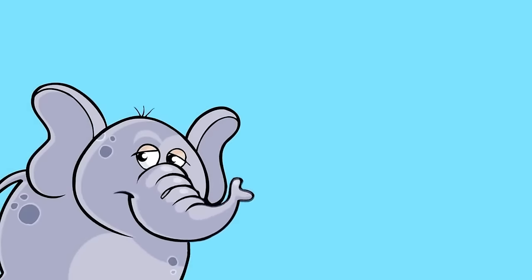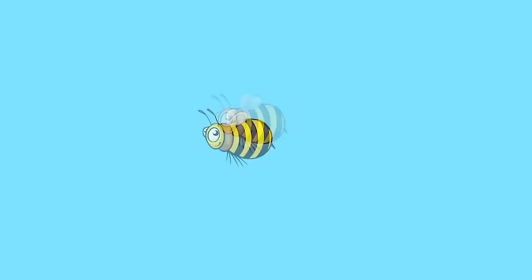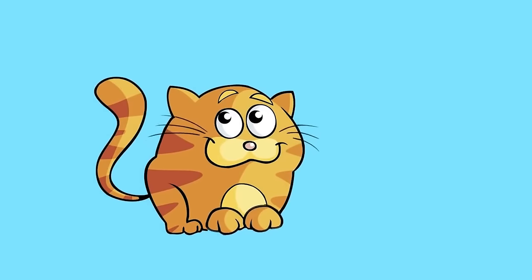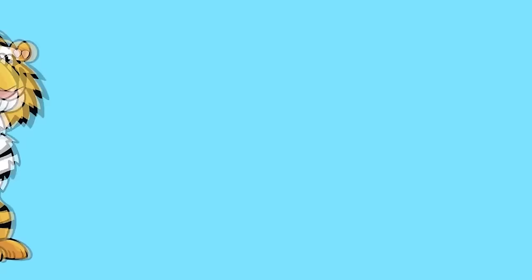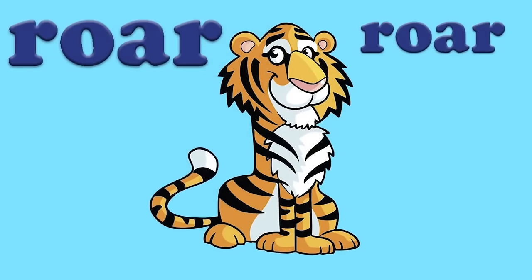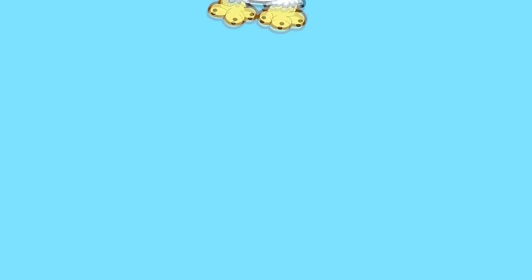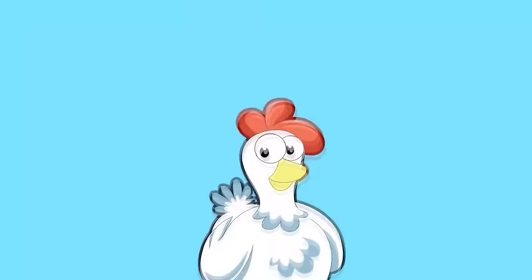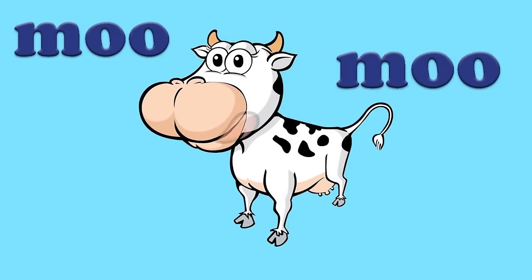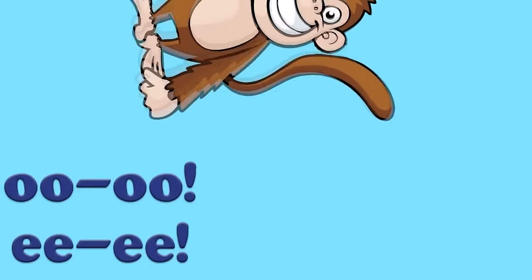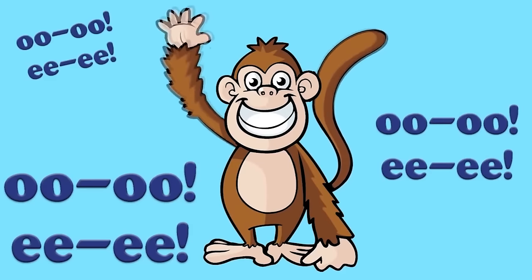These are the sounds that the animals make. The duck goes quack, quack, quack. The tiger goes roar, roar, roar. These are the sounds the animals make. The cow goes moo, moo, moo. The monkey goes ooh, ooh, ee, ee.